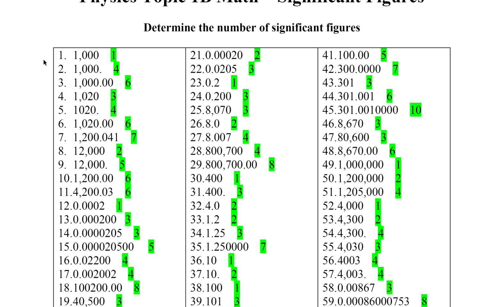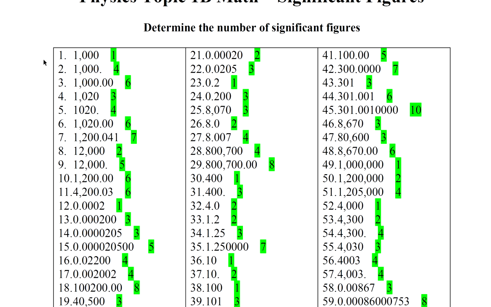Now for number 3, if you only had the number .00, you would only have 2 significant figures, which is a .00. But since we have 1000.00, it's 6 significant figures. Question 4, how many significant figures are in 1020? It's 3. It's 102. The last 0 is not significant.